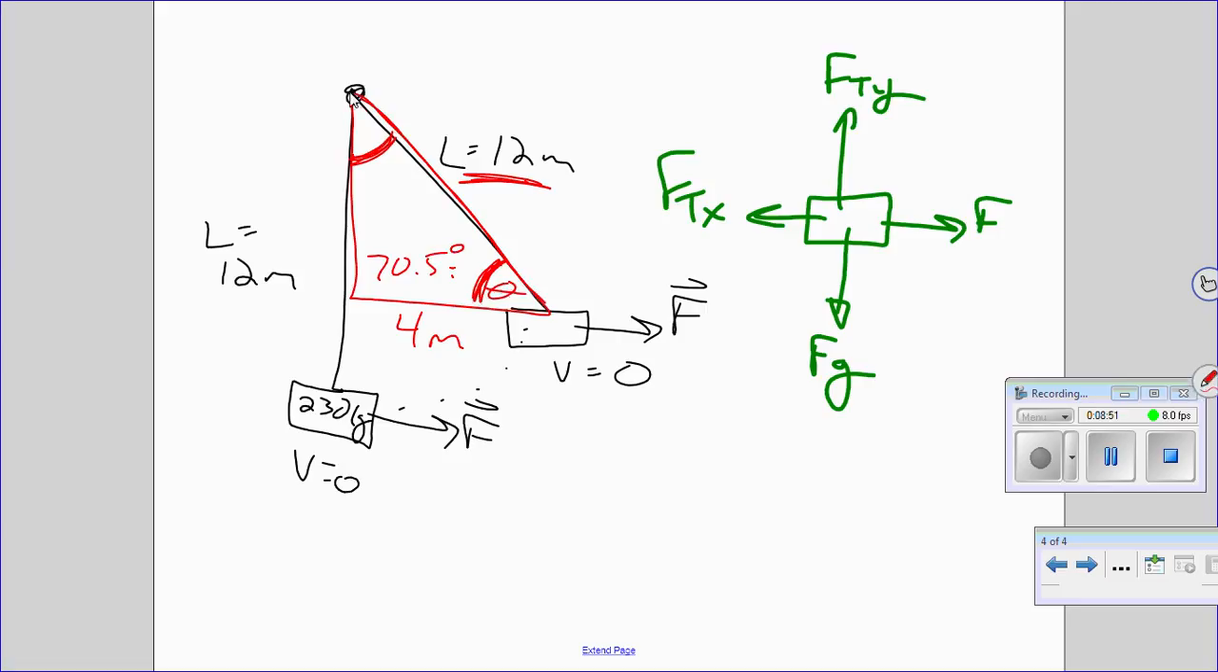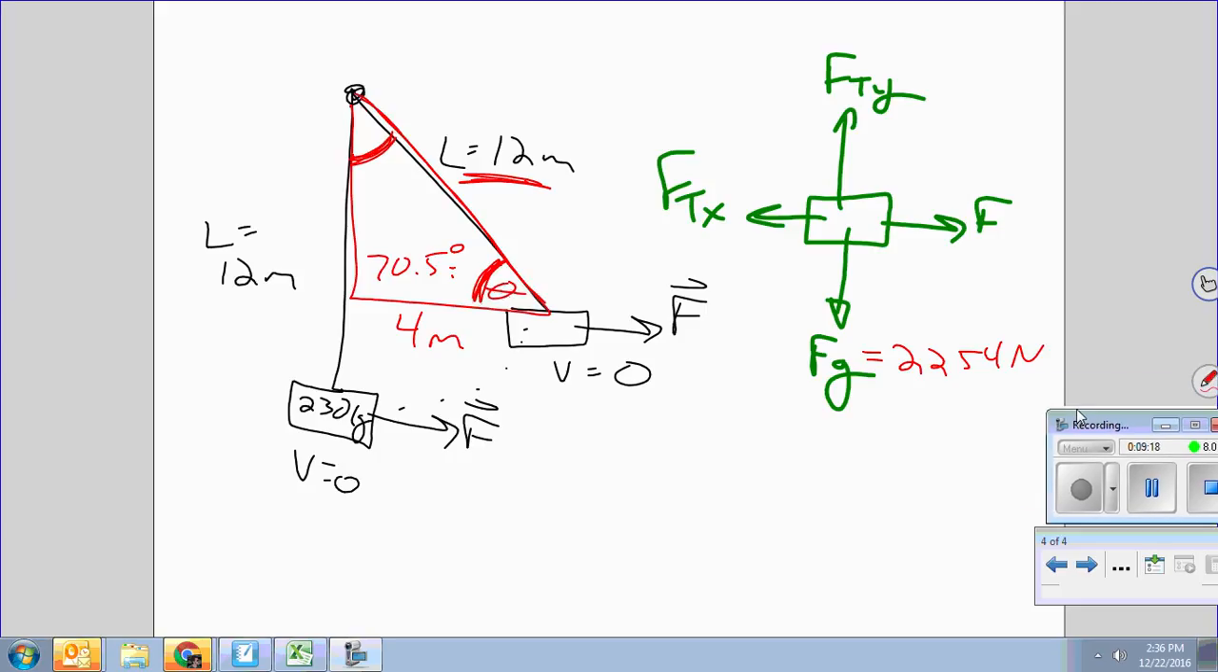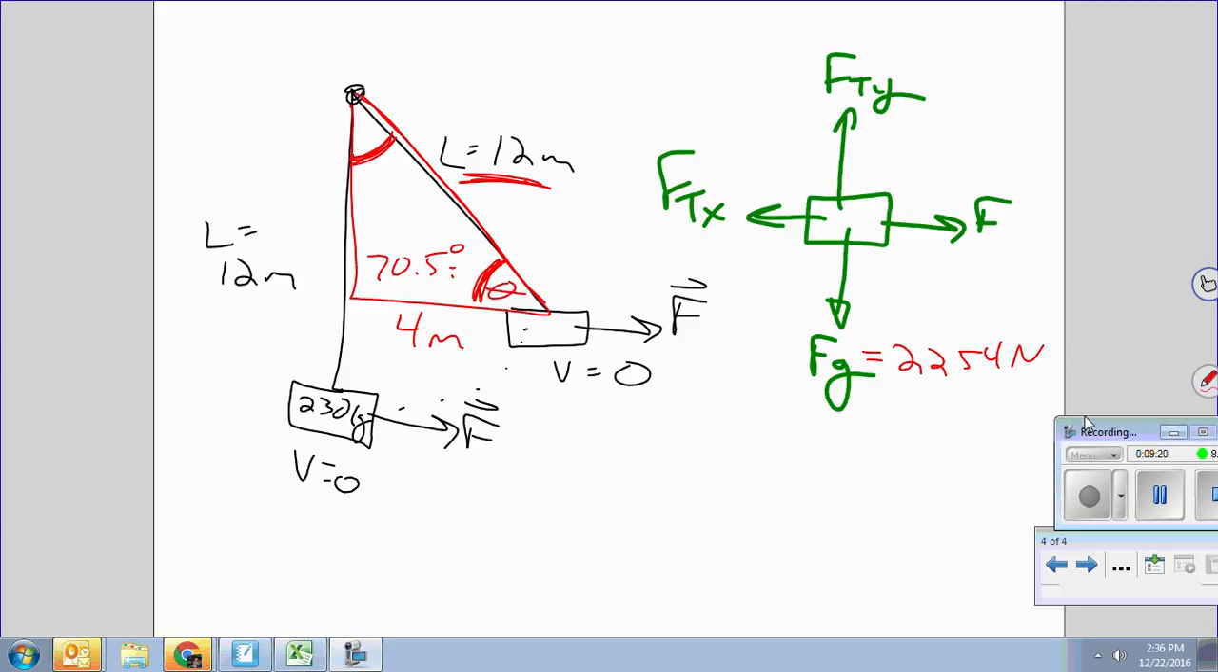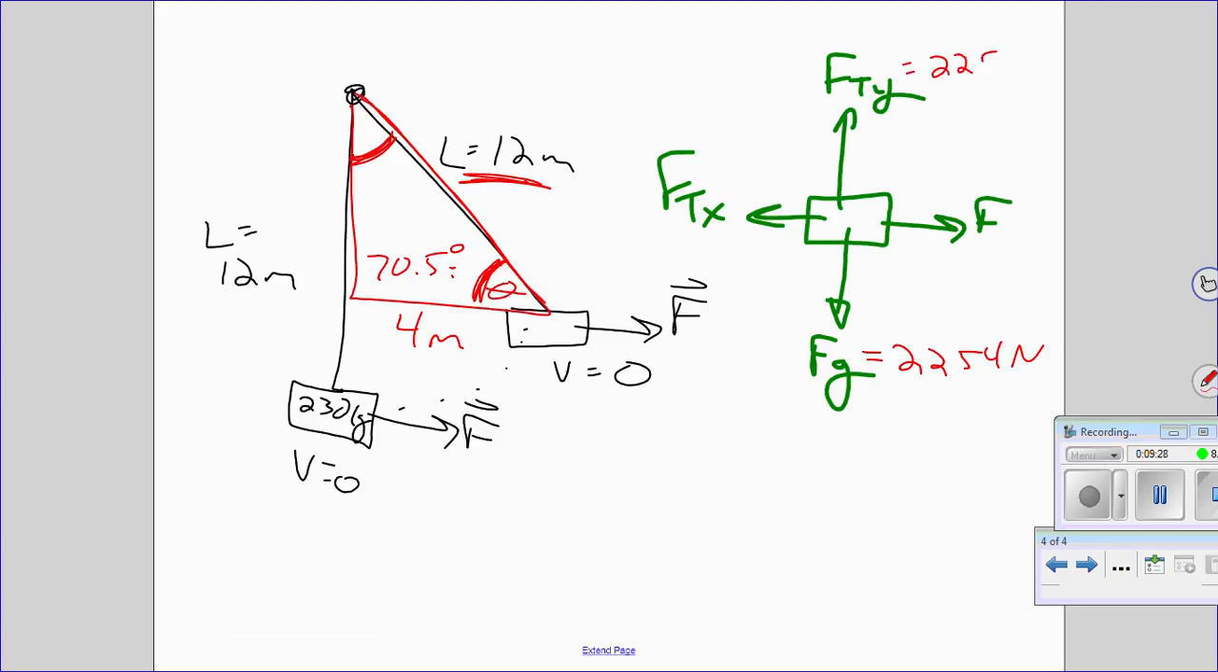Good? All right, now, I know the mass of the box, so I know my force of gravity here is going to be just 230 times 9.8, which gives you, somewhere I have that written down. 2254, is that right? I did not do a good job of labeling. Oh, there it is, yeah. So this is 2254. Everybody good with that? Just by doing 230 times 9.8. So since the box isn't moving, that means that my y component also has to be 2254.